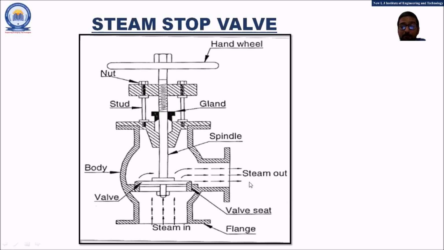So this is the simple working of the steam stop valve. It is completely operated by the hand wheel, the up and down movement of the spindle and the valve. Very easy function. The steam stop valve or the junction valve is used for regulating the flow of the steam.